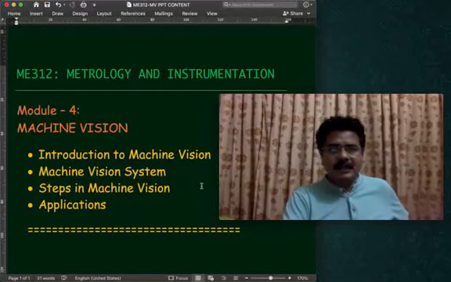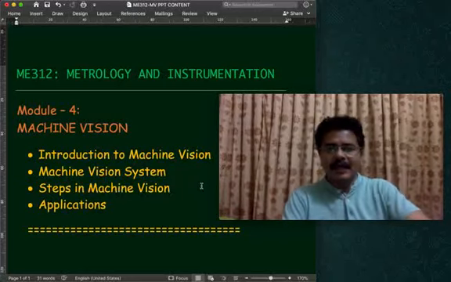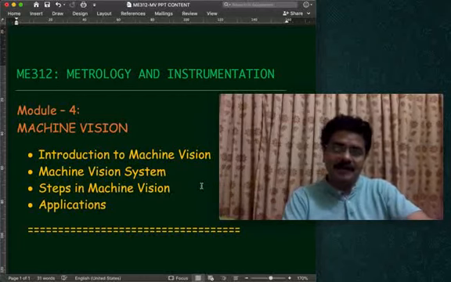So we have seen, in this entire session of two parts, what machine vision is, what the steps involved in machine vision are, and the applications of machine vision. Thank you.